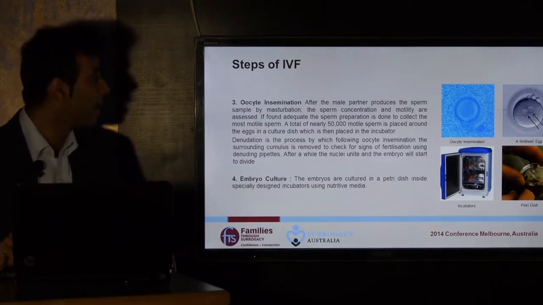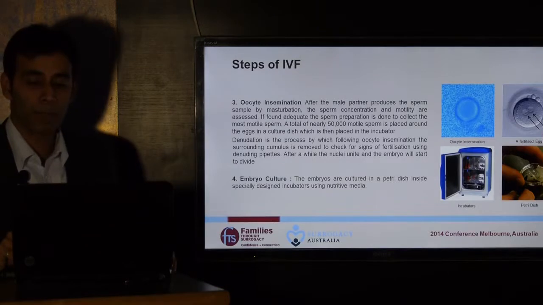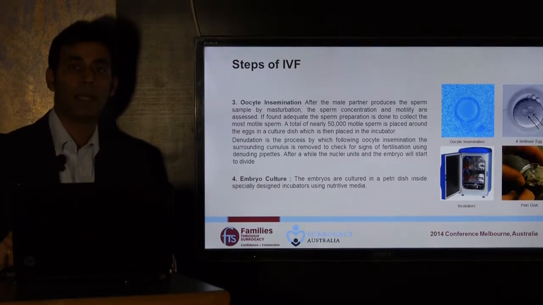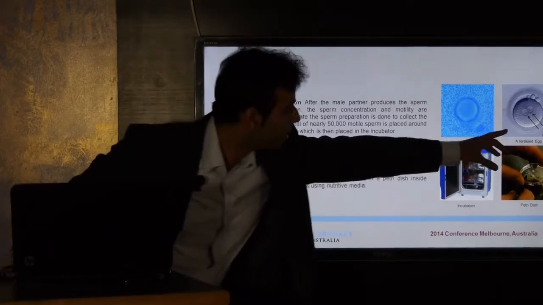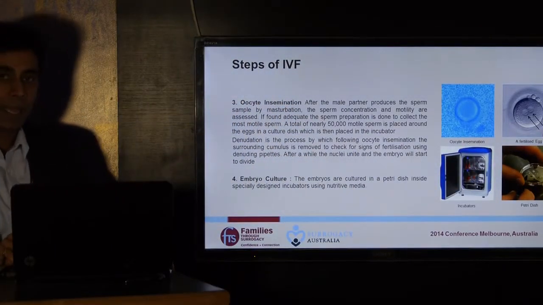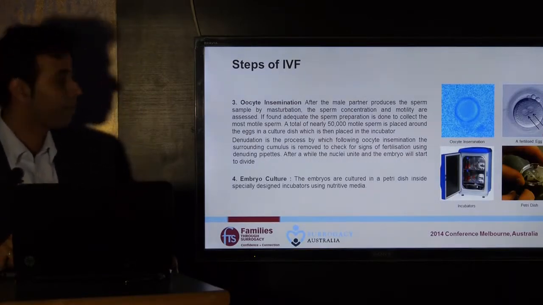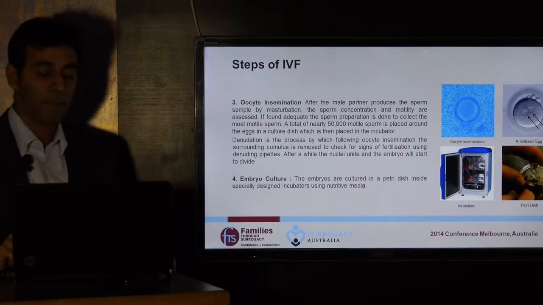The next step is embryo culture. Once the identification of the fertilized oocyte is made by looking under the microscope and identifying 2 pronuclei and 2 polar bodies, as you can see in this image here, the fertilized embryo is placed in the incubator by adding nutritive media to it.